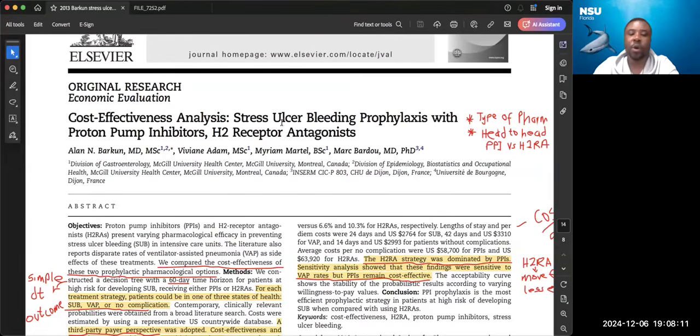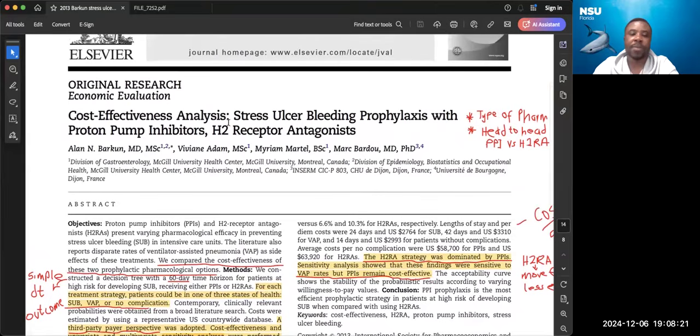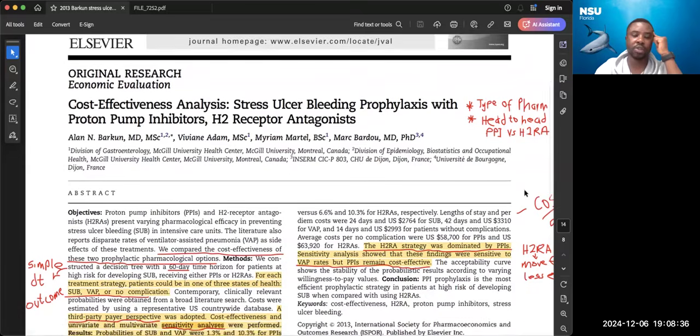So in the initial stage, you look at the topic and at what is being compared, and then you expect the article to mention the type of pharmacoeconomic study being done. From here, I would say the topic was very good. It has the type of pharmacoeconomic study that was done, and it also mentioned the comparators: a head-to-head comparison of PPIs and then the H2 arrays.